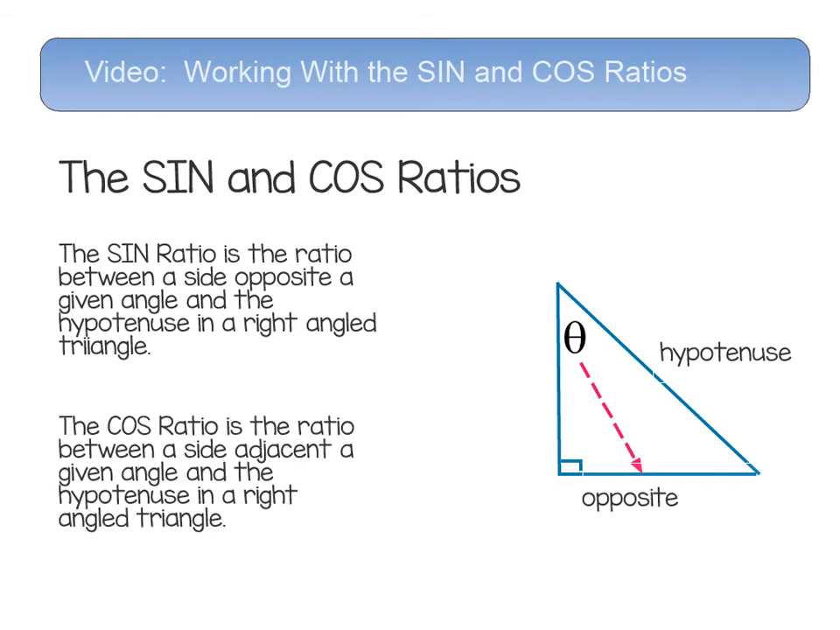The cosine ratio is the ratio between a side adjacent to a given reference angle and the hypotenuse in a right-angled triangle.